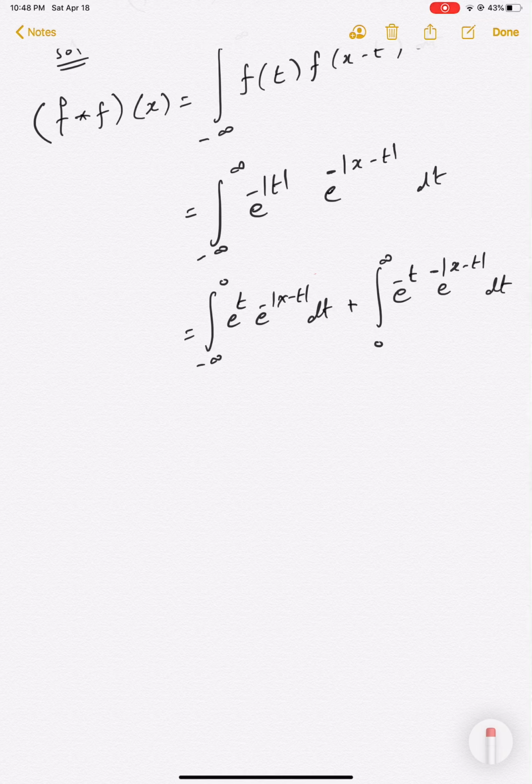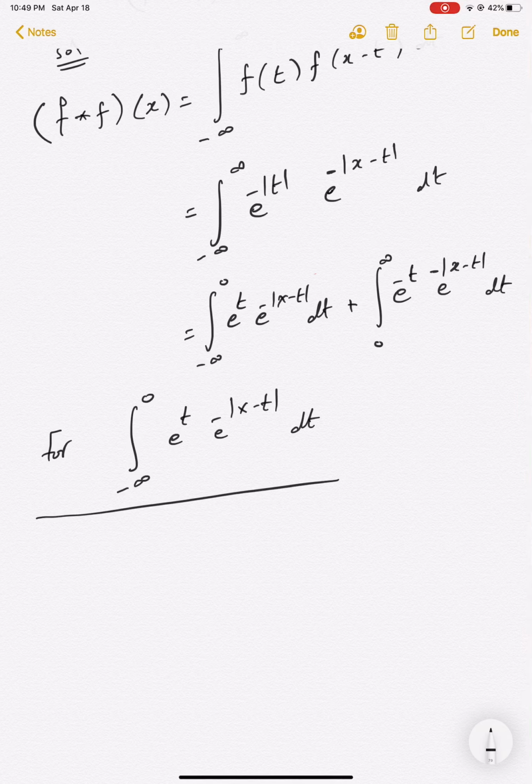Okay, so the idea now, I will do each integral individually. Okay, so for the integral from negative infinity to 0, e to the t, e to the minus absolute value of x minus t dt. Let's do this integral first, and after doing this integral, I'm going to do the other integral.